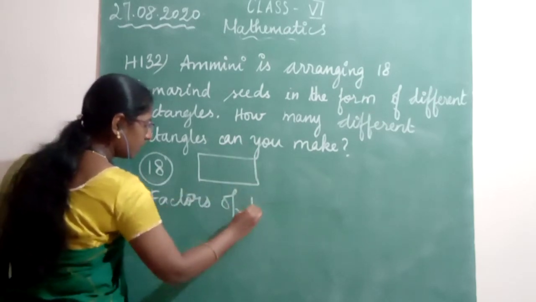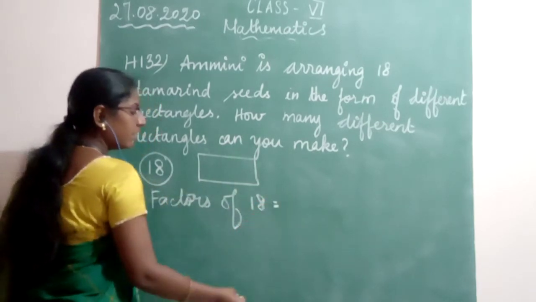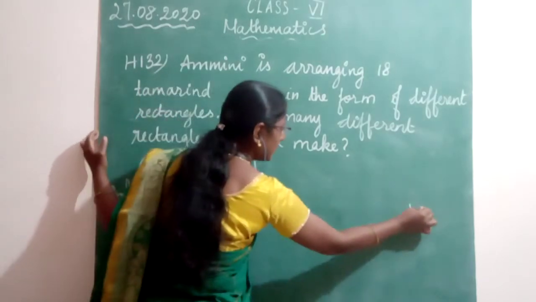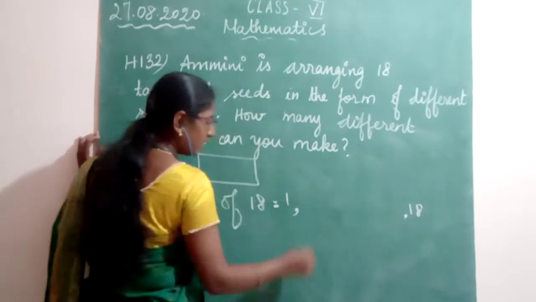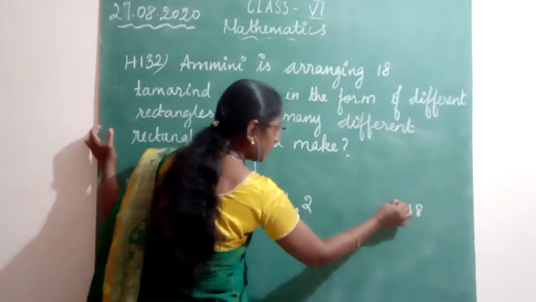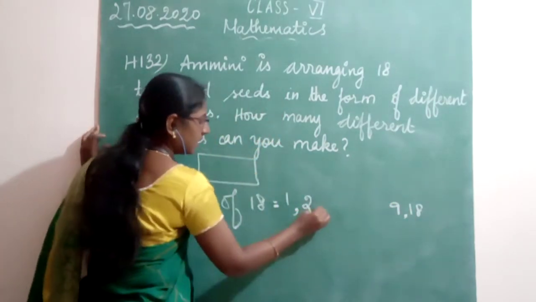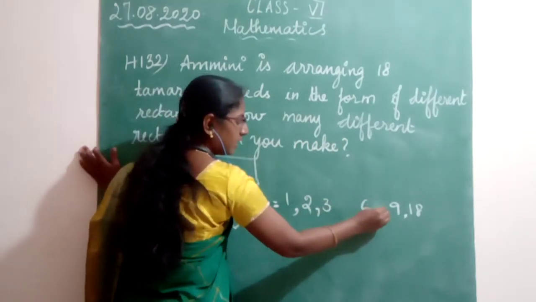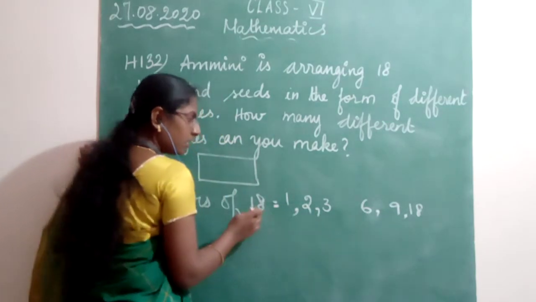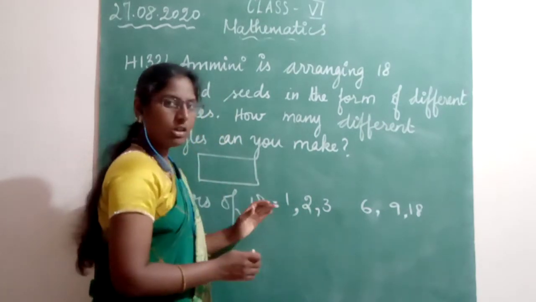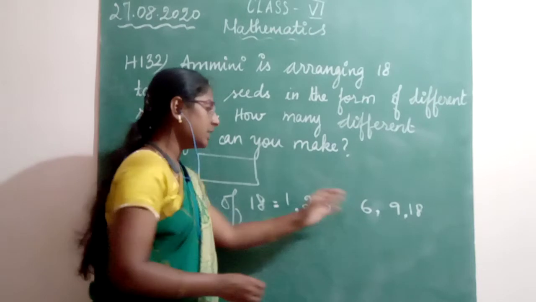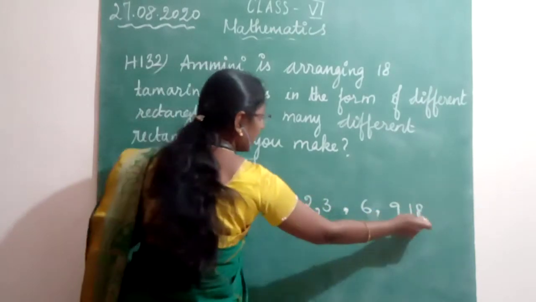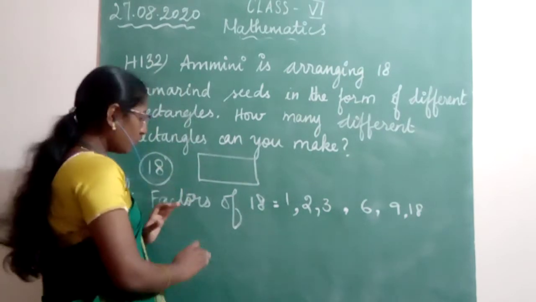18. So what are the factors of 18? Will 18 come in one table? Yes. 1 18s are 18. Then 2 9s are 18. Then 3 6s are 18. Will it come in 4 table? No. Will it come in 5 table? No. Will it come in 6 table? Yes, but we have already written 6. So that's all. So 1, 2, 3, 6, 9 and 18. These are the factors of 18.